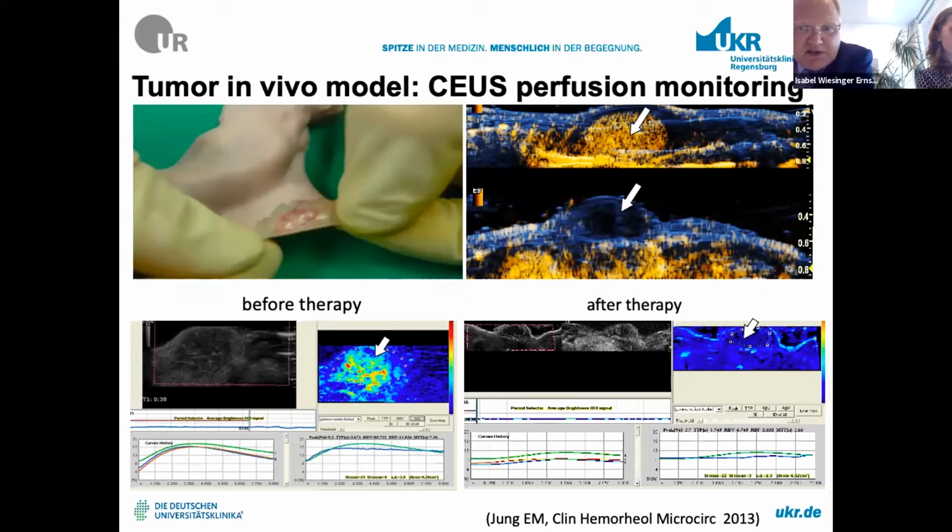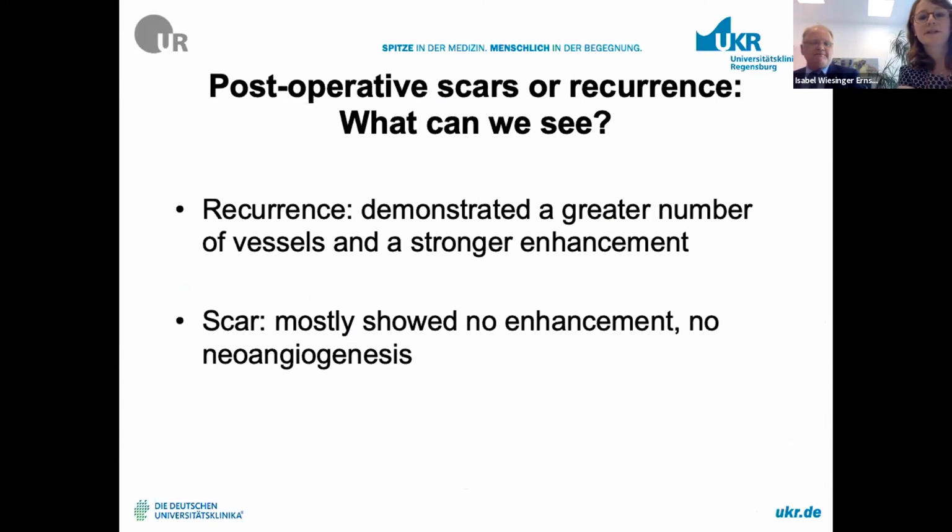We could not see red and yellow colors in the false color-coded perfusion imaging. And from the curve, we have a prolonged less enhancement. Very good success. So once the treatment stopped with surgery and chemotherapy, and the follow-up care begins, we need another reliable tool to differentiate between the post-operative scars and recurrence, which might be hard on conventional B-mode ultrasound or in mammography. To sum it up, recurrence mostly demonstrated a greater number of vessels and a strong enhancement, whereas a scar mostly showed no enhancement due to the missing neoangiogenesis.